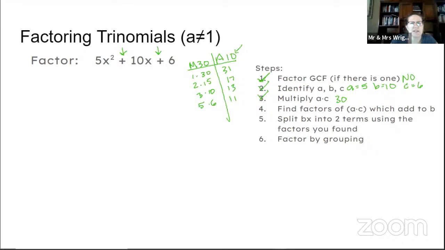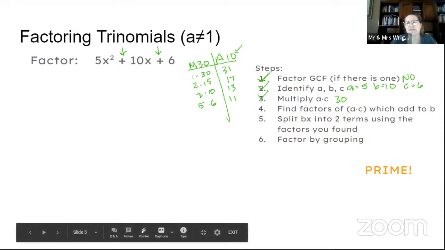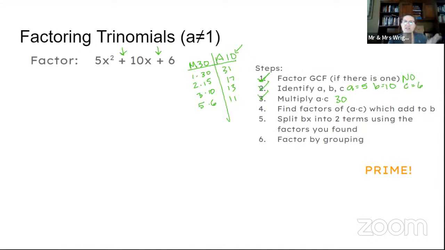Well, what does that mean? That means that this is prime. We can't factor it at all. It's already in its most factored state. It's in its most simple state. There is no factoring that can be done. This polynomial, this quadratic expression is prime.